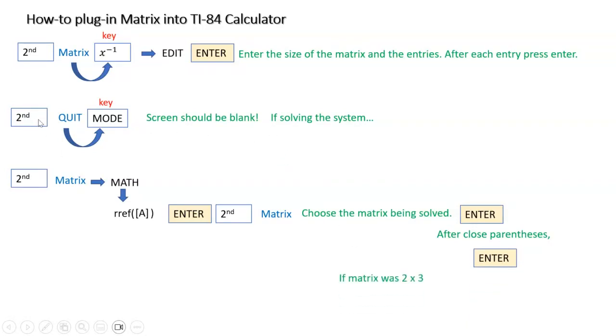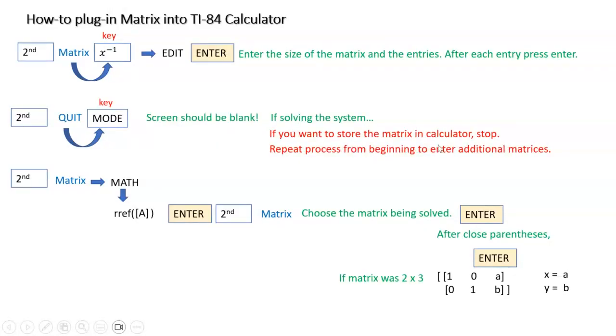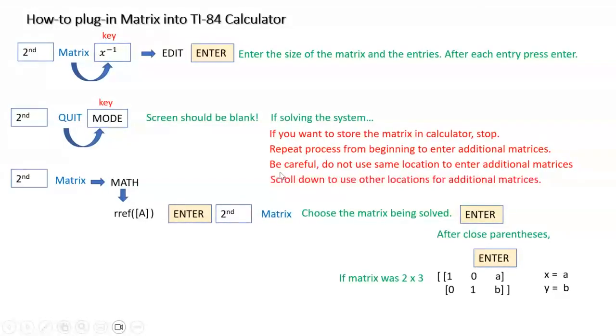But if you want to add or subtract matrices, all you do is enter the matrices, each one as matrix A, B, and C, and then do the operation to get the answer. This is for solving. But if you want to store the matrix in the calculator, you stop here, and then you repeat the process and enter all the matrices, and then you can do the operation.